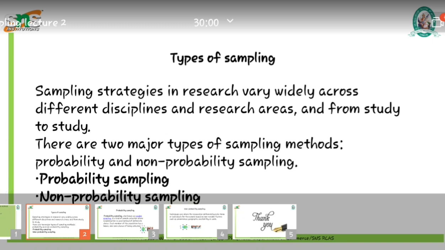The pro of cluster sampling is that it is economical and logistically easier when dealing with a vast and geographically dispersed population. Cons: due to the potential similarities within a cluster, this method can introduce a greater sampling error compared to other methods. Thank you.